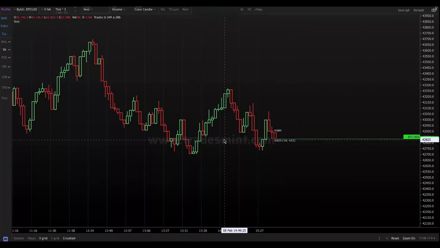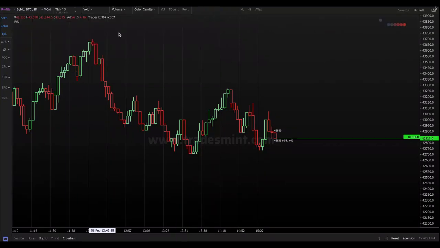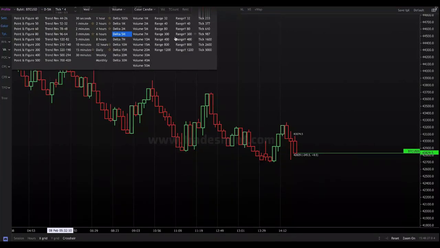I just want to familiarize you with the different types of things you can look at here on these charts. You can look at volume, you can look at delta. We're going to be getting into delta more. This is very, very important. But for now, just be aware that there are many other options here.